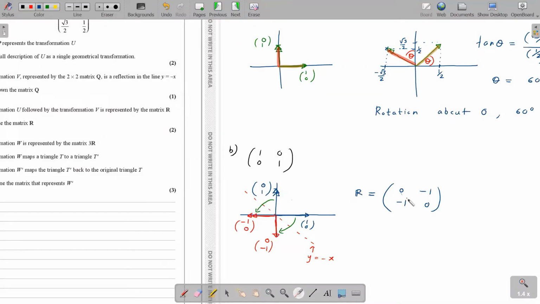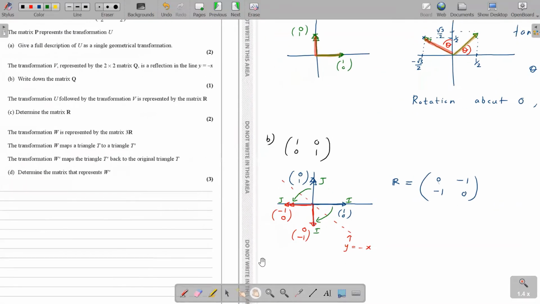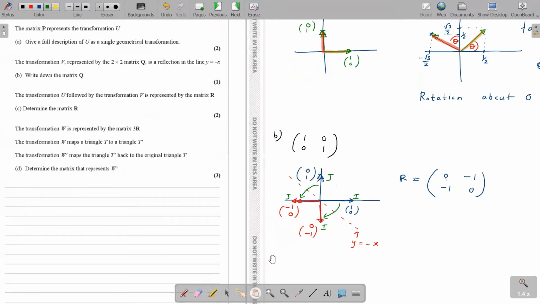You cannot exchange this order. You must write the arrow of the single arrowhead first, or sometimes they denote it in the book as I and J. So I must be written first, J must be written second. In my case, I denoted I as a single arrowhead and J as a double arrowhead. You cannot switch that order. If you switch it, your matrix is completely wrong. Make sure you write it in the correct order. Is this clear? So this is matrix R. Then let's move to the next part.